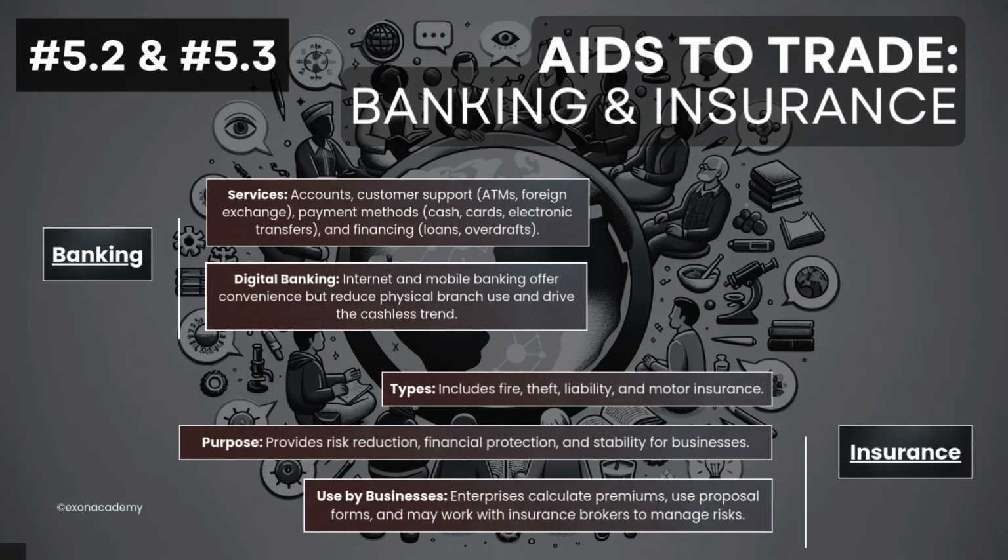Aids to trade support the flow of goods and services. Banking and insurance play a major role. Number one, banking. Banking services include accounts, loans, and electronic transfers, while the growing popularity of digital banking has made transactions faster but reduced physical branch use. Number two, insurance. Insurance provides protection against risks like theft or fire. Businesses do calculate premiums and then use insurance to manage uncertainties.